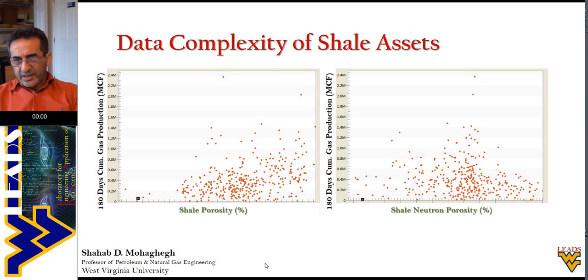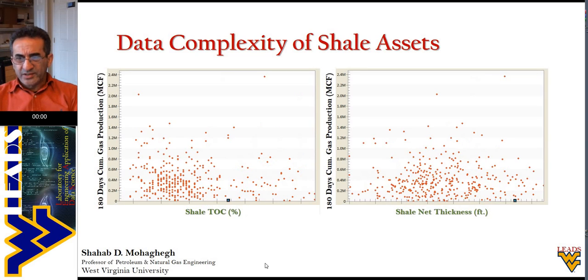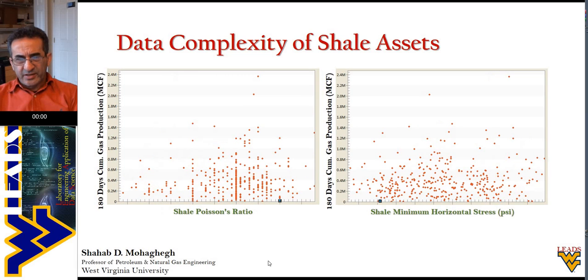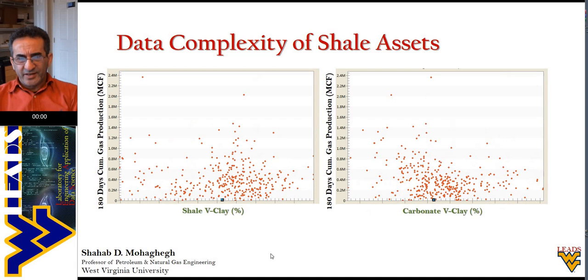Here you see different characteristics of the shale formation, the formation on the top, versus productivity index. You see porosity and the neutron porosity. You see TOC and net thickness. Here you see water saturation and Young's modulus. And here you see Poisson's ratio and minimum horizontal stress. And you can clearly see there is no pattern or trend in this data when you plot them against the productivity index.